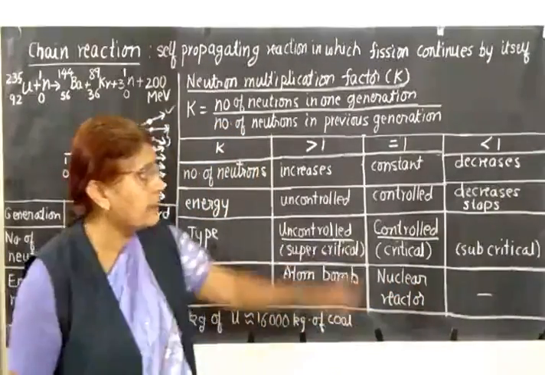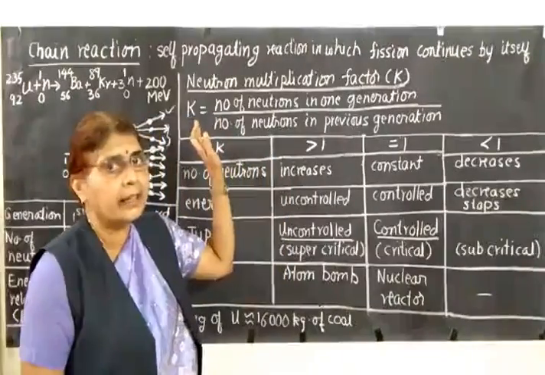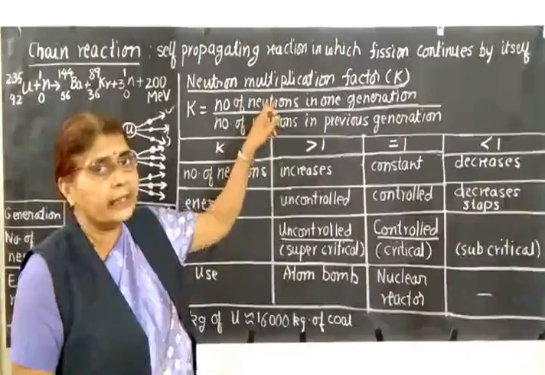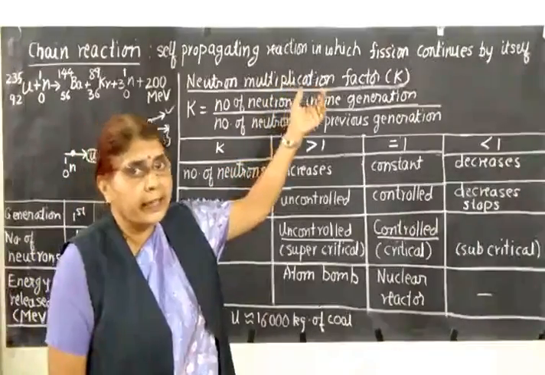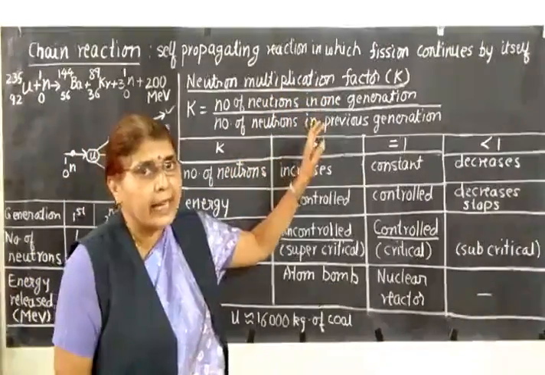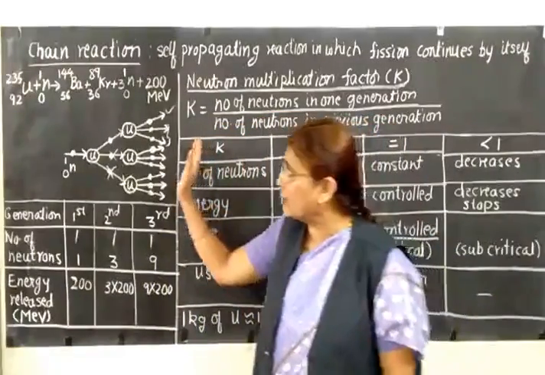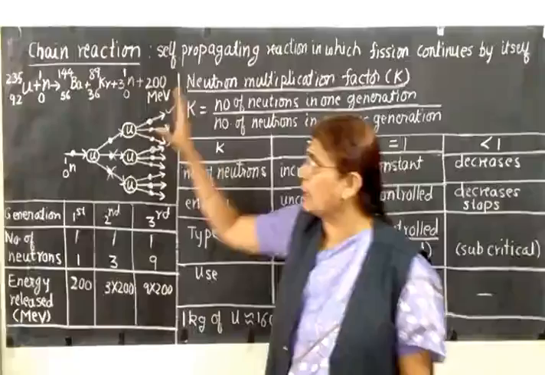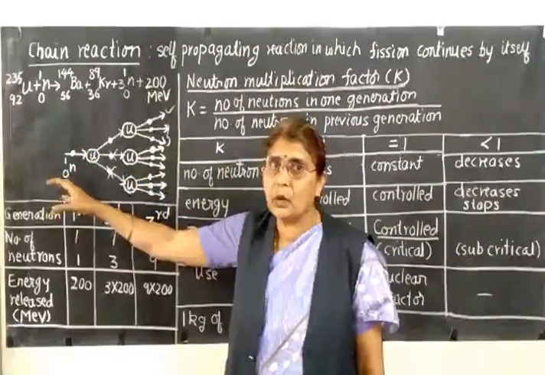Now the third type is K is less than 1. What is the meaning of K is less than 1? If K is less than 1, numerator is less than denominator, the meaning is number of neutrons in any one generation is less than that in the previous generation. So how will this happen? You can look at this figure in the reverse way. Starting, suppose there are 9 neutrons, then they become 3 neutrons, then they become 1 neutron, like this.